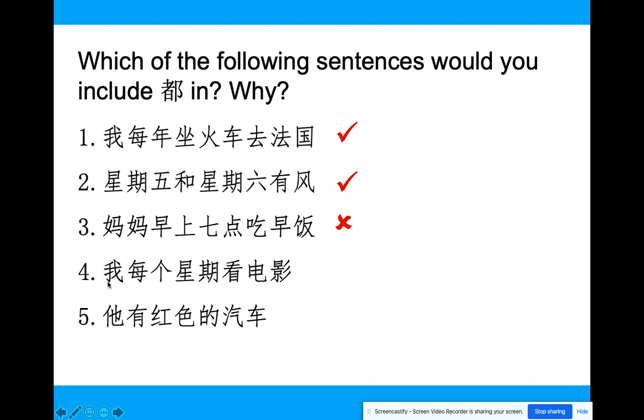Now, 4. Can you? Yes, 都 works in this sentence because it's got 每个星期, which means every week. So you can put 都 after every week. 我每个星期都看电影. I watch films every week. 好, 5. No, you can't put it because it's just one person here who has a red car.